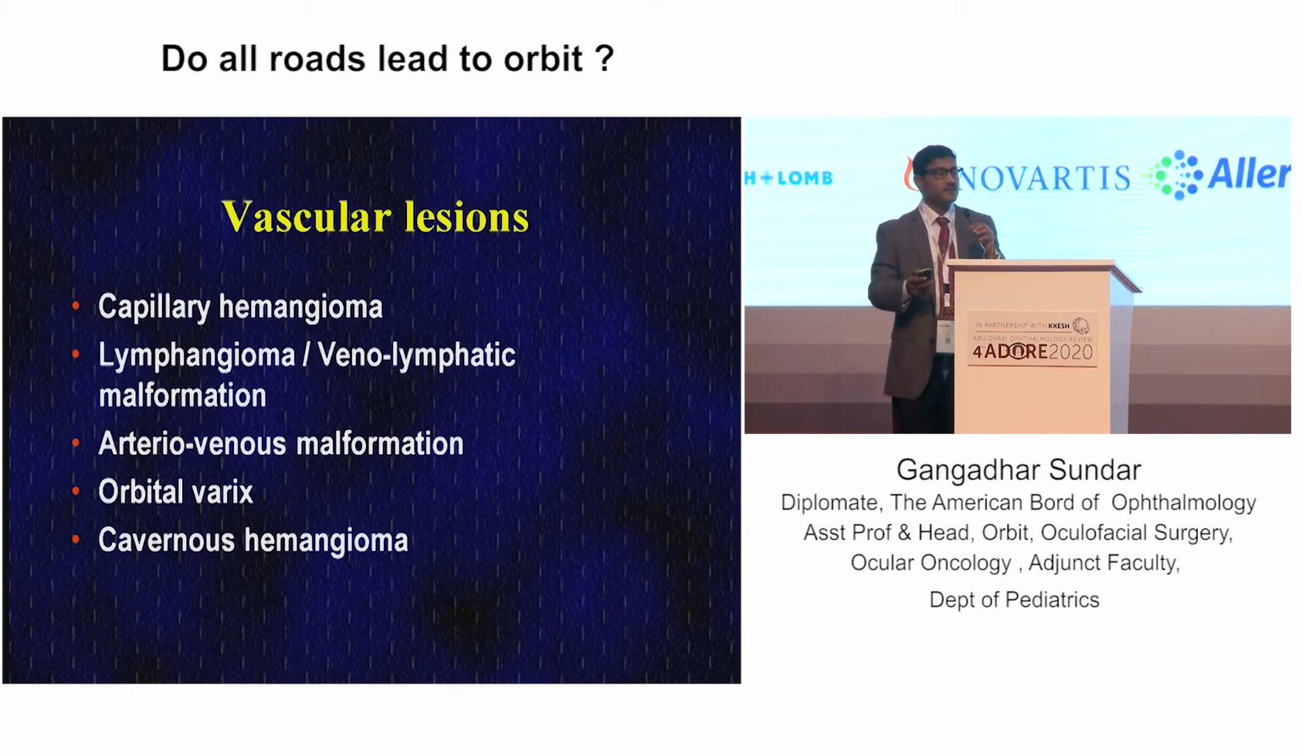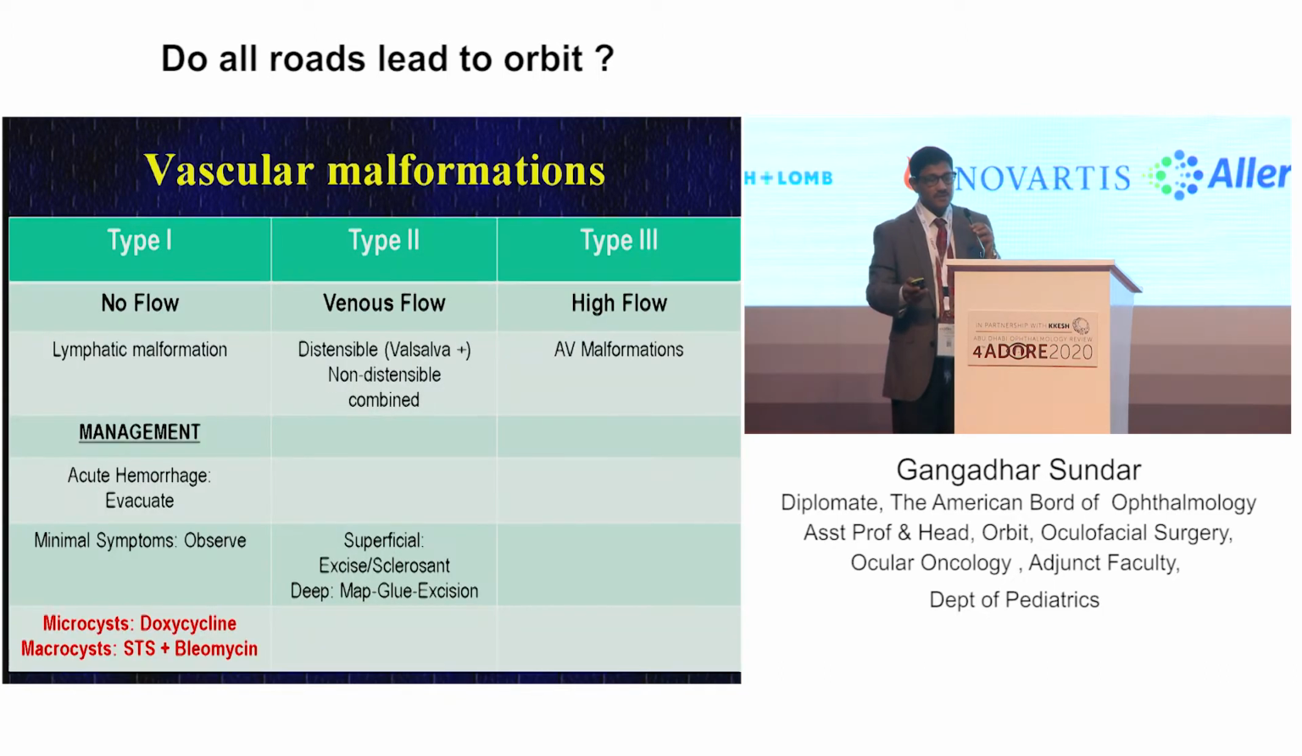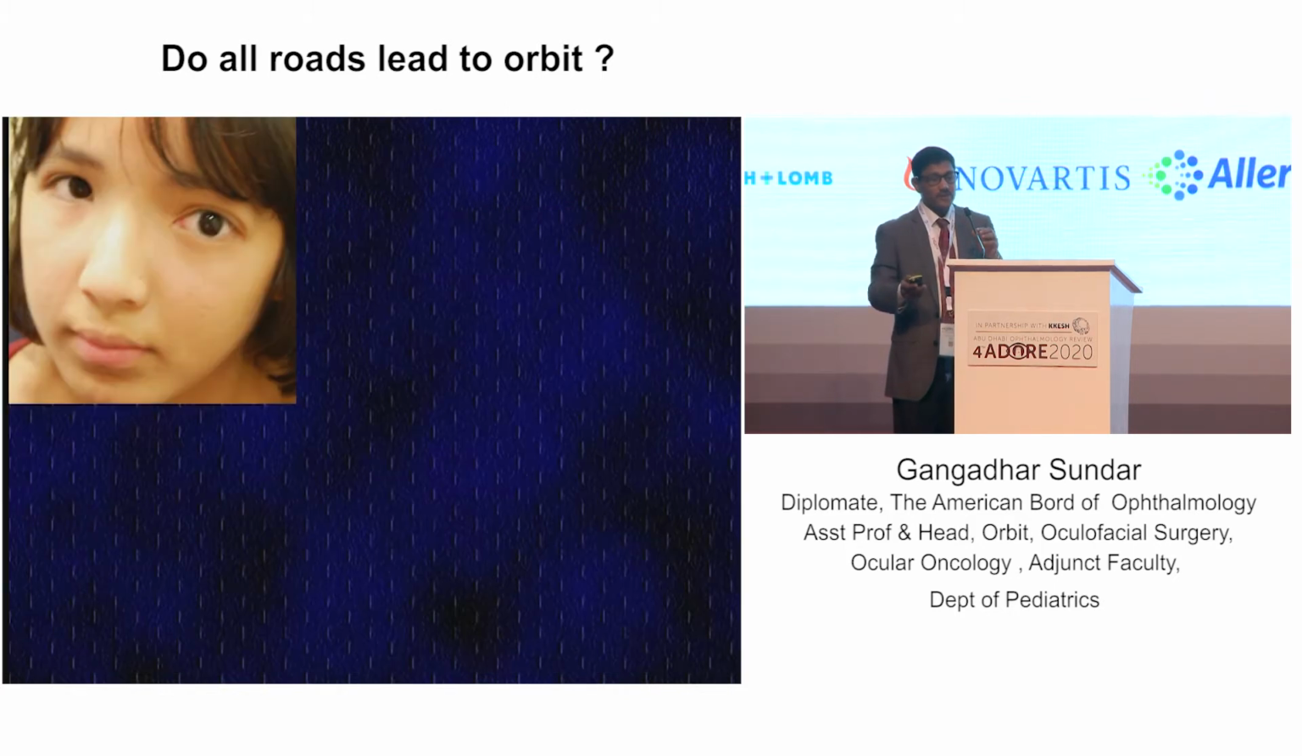What about vascular lesions? In the past, we were heroic surgeons, bloody surgeons doing major surgeries. But we now know that we classify vascular lesions or vascular malformations into lymphatic malformations, venous malformations, which are distensible, and AV malformations, which are quite challenging.